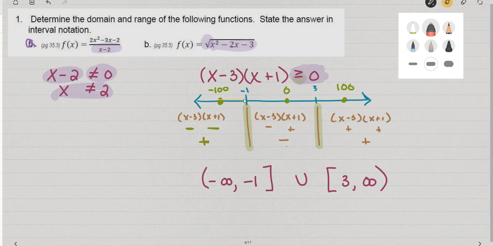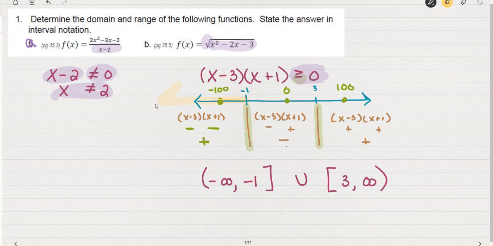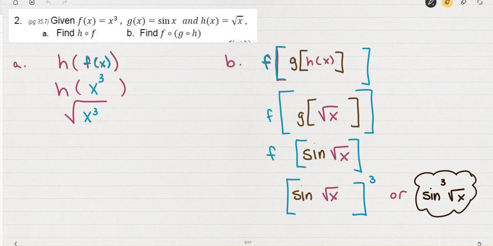Let me change it to a highlighter. This interval from -infinity to -1, and notice we can include the -1. Again, we're including it because we had or equal to. And then again from 3 to infinity. That's the domain. Now let's do a quick review of composition of functions.